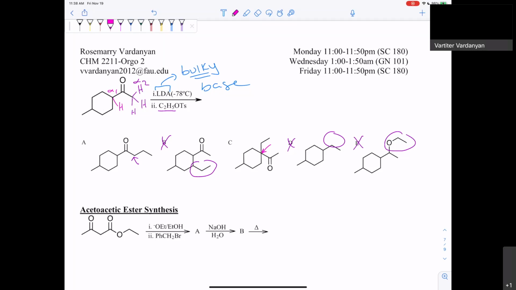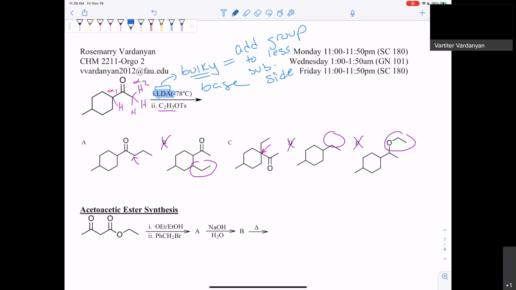And you might be thinking, what is considered a bulky base? Just LDA. So that's going to be our bulky base for the semester. And I will just write down that bulky base equals add group to less substituted side.